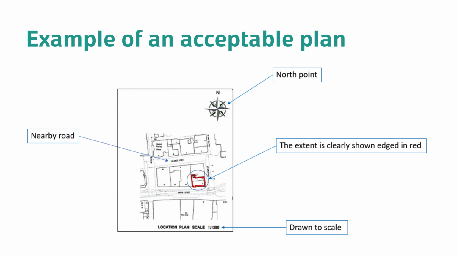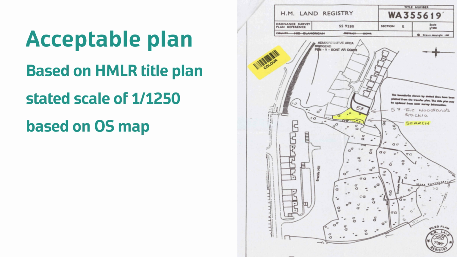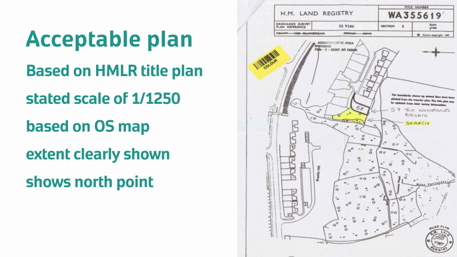This is an example of an acceptable plan. This plan is based on a HM Land Registry title plan, which is drawn to the stated scale of 1 to 1,250 and based on the Ordnance Survey map. The land to be searched is clearly shown by yellow colouring. An arrow shows the north point and orientation of the plan, and there are plenty of features to help us pinpoint the property.